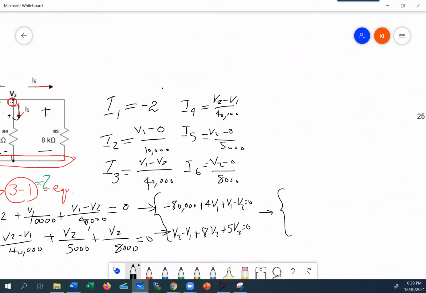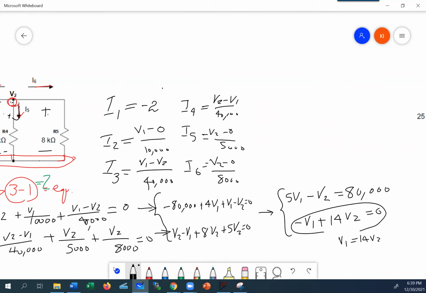So when you clean this up, you'll end up with 5V1 minus V2 equal to 80,000. And then this bottom one is going to be minus V1 plus 8 and 5, that's 13, plus 1 is 14, 14 V2, equal to 0. So we can do this by substitution, meaning that on the bottom one, V1 is equal to 14 V2. We can take that and substitute it up here.